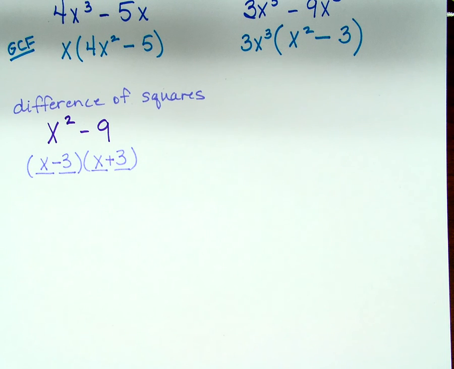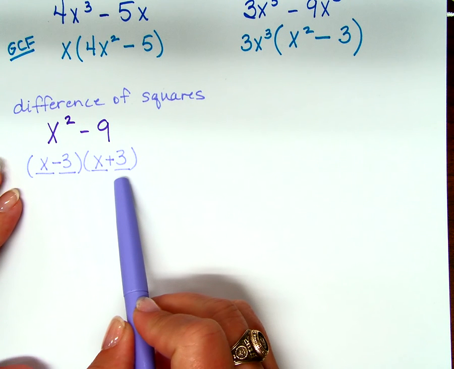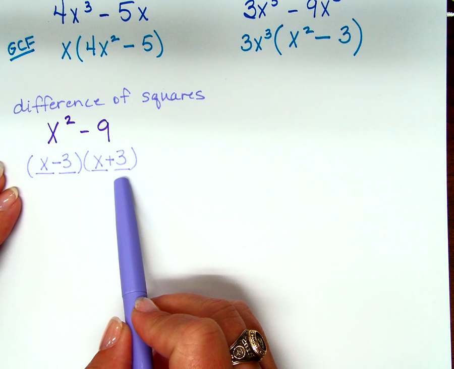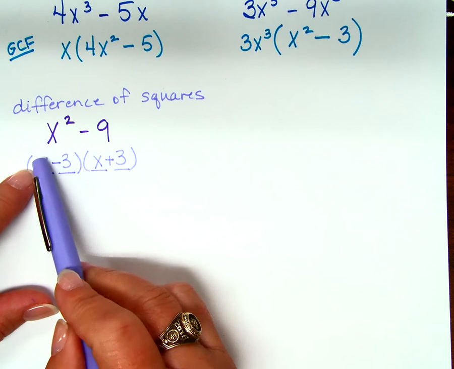Now, why does this work? Can I show you that real quick? What if I multiplied this back out? We're not going to do that in normal problems, unless you just want to check your answer. If I multiplied this back out, what's x times x?